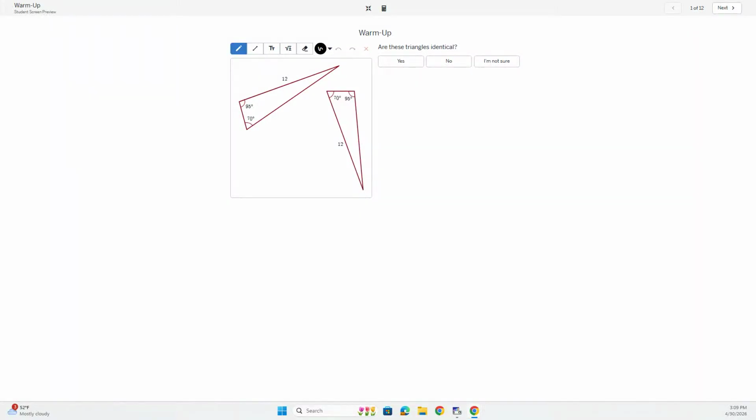Okay, this is Unit 7, Lesson 7, titled More Than One. We have a warm-up question here that says, are these triangles identical? Take a moment and look at those triangles and decide whether you agree that yes, they are, or no, they are not.